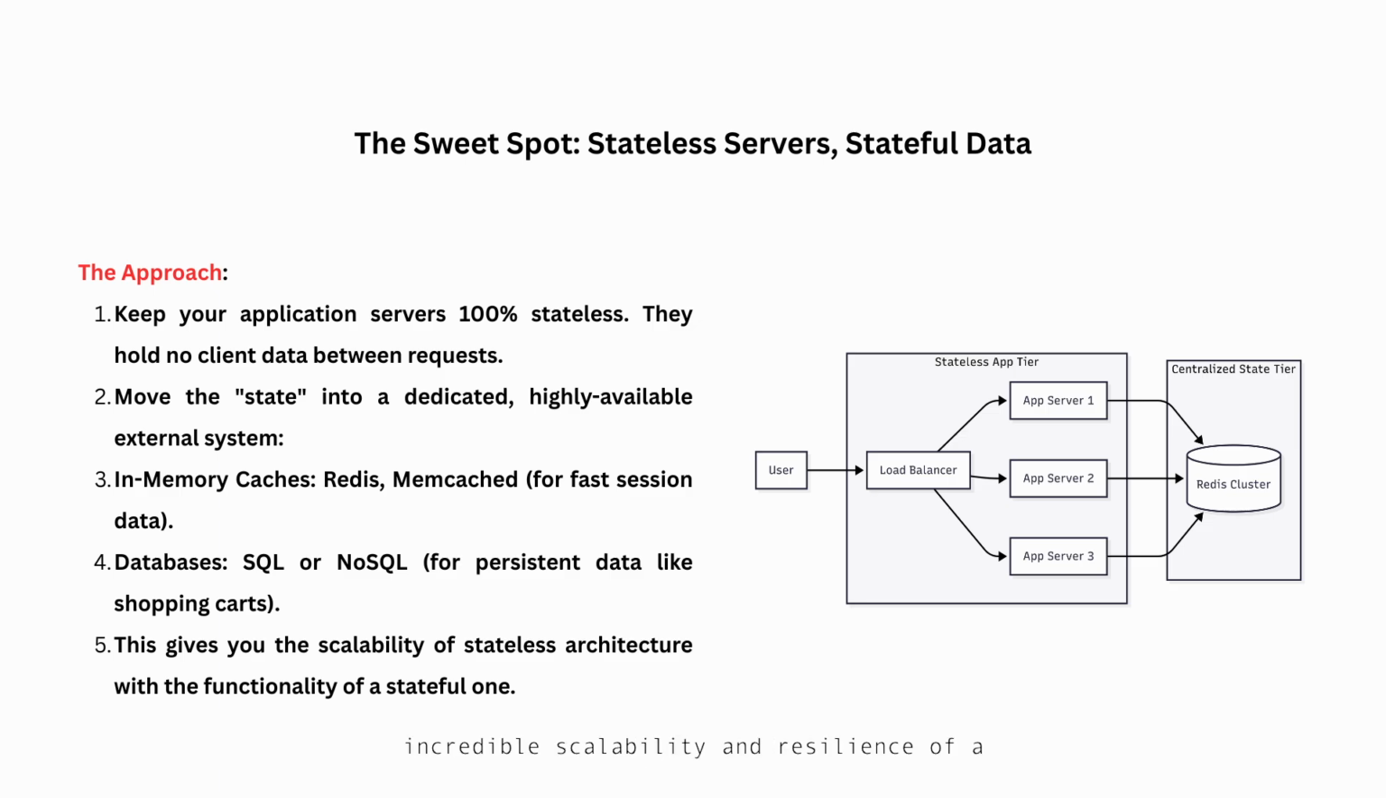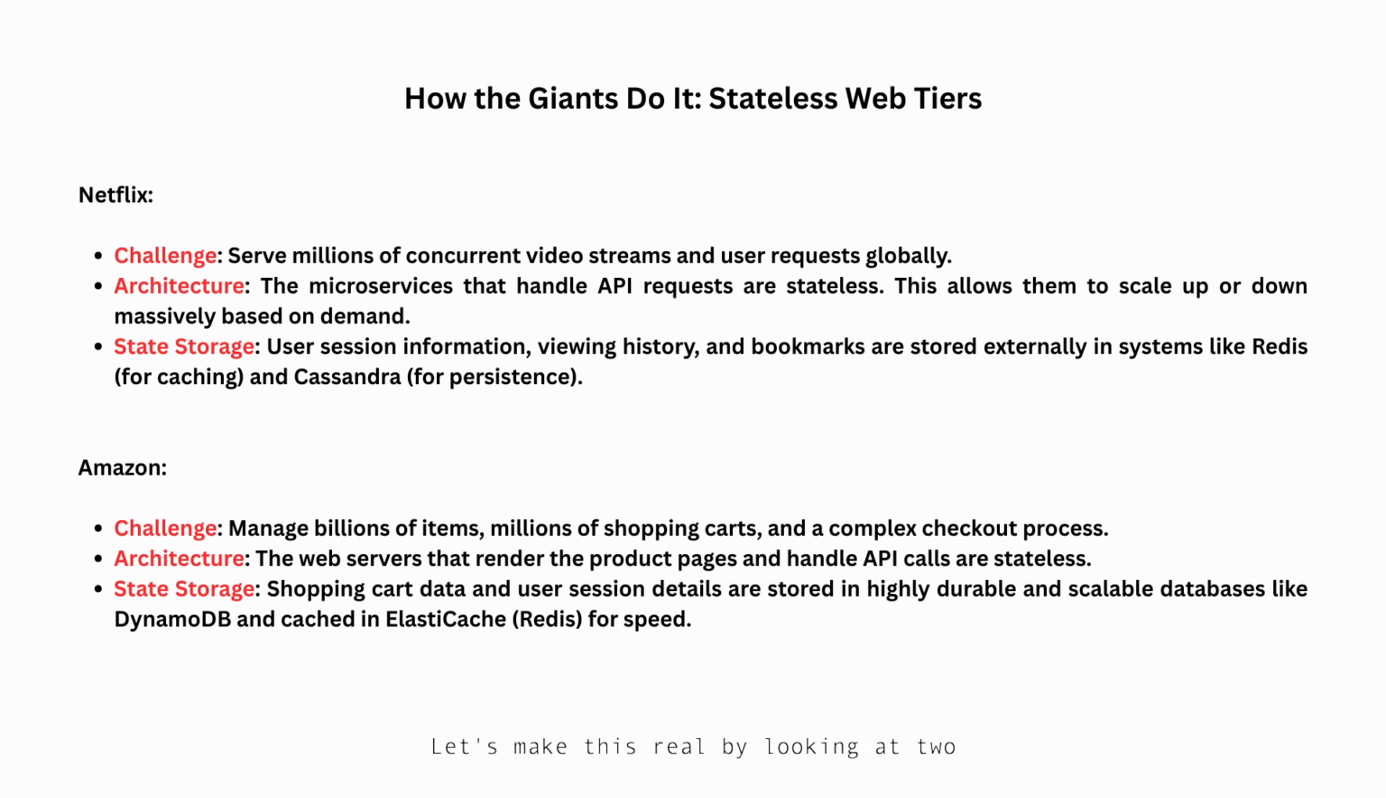With this model, you get the incredible scalability and resilience of a stateless architecture because any server can die without affecting its users. But you also get the rich, continuous experience of a stateful system because the state itself is safely preserved in a central location. This is a dominant pattern for building modern cloud native applications. Let's make this real by looking at two giants of the web, Netflix and Amazon. Both operate at a large scale that is almost unimaginable to a normal person, and both rely heavily on stateless servers and the externalized state pattern.